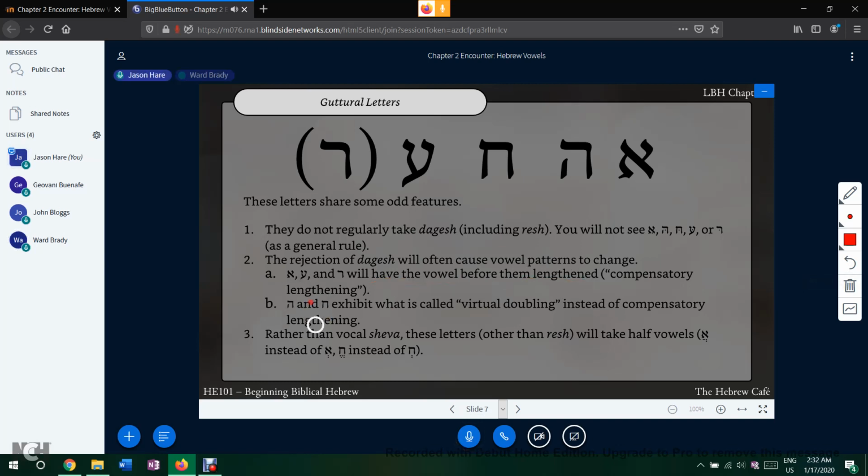Hey and Chet have virtual doubling, which means that they act like they're doubled. We'll deal with it later. It doesn't matter. Rather than vocal shva, these letters will take the half vowels. So you've got A and Che instead of shva. Kind of over our heads right now, right? Let's move on.